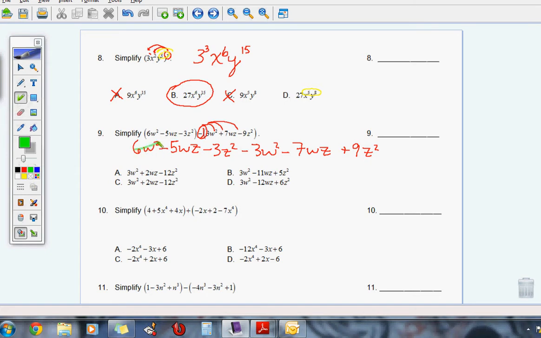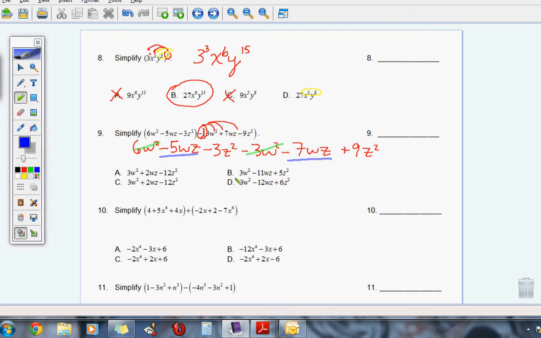So I have 6w squared here. I've got negative 3w squared there. That's a grand total of 3w squared. That did not really help me because they all say 3w squared. So if I go ahead and look at the next one, negative 5wz, negative 7wz, that gives me negative 12wz's when I put them together.